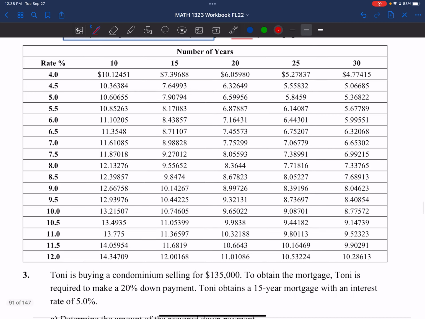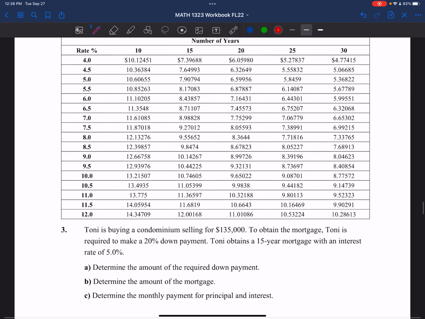Tony is buying a condominium selling for $135,000. To obtain the mortgage, Tony is required to make a 20% down payment, and Tony obtains a 15-year mortgage with a rate of 5%. The first thing is the computation for the down payment. With 20% down, our down payment is going to be 0.2 times the amount it's selling for, so 0.2 times $135,000. This works out to $27,000.